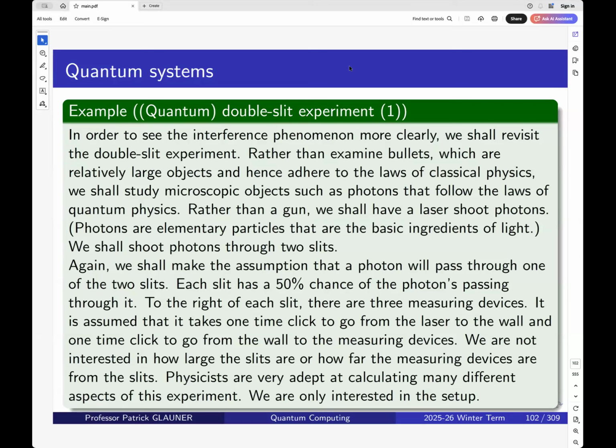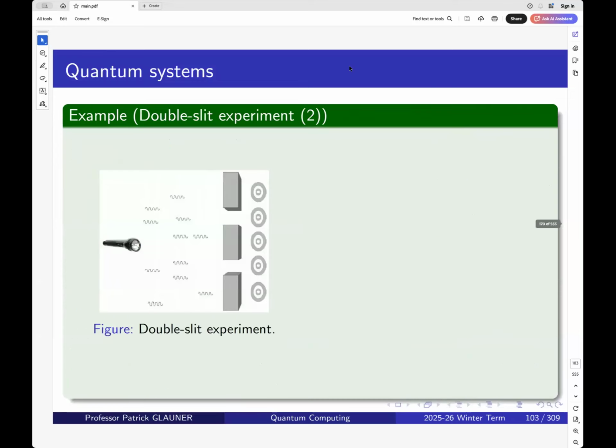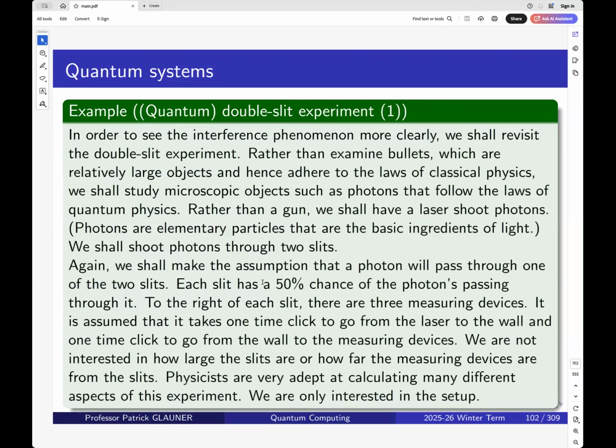And this time we use very small objects that follow the laws of quantum physics, which a big bullet does not. And this time we don't have a gun, but rather a laser, and we shoot photons, which are elementary particles, and they are the ingredients of light. And this time we shoot photons through the two slits. So this time the experiment looks a little bit different. It's not bullets, but we have a laser with this light here, a light source. And this time we shoot light through the double slit. And we still have our targets back here.